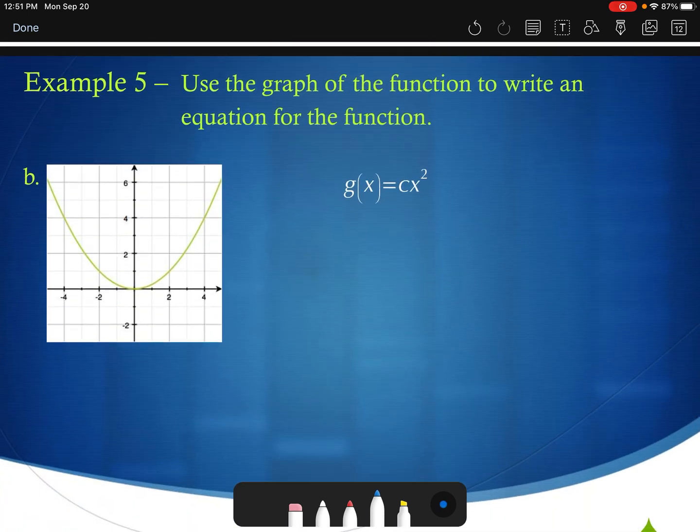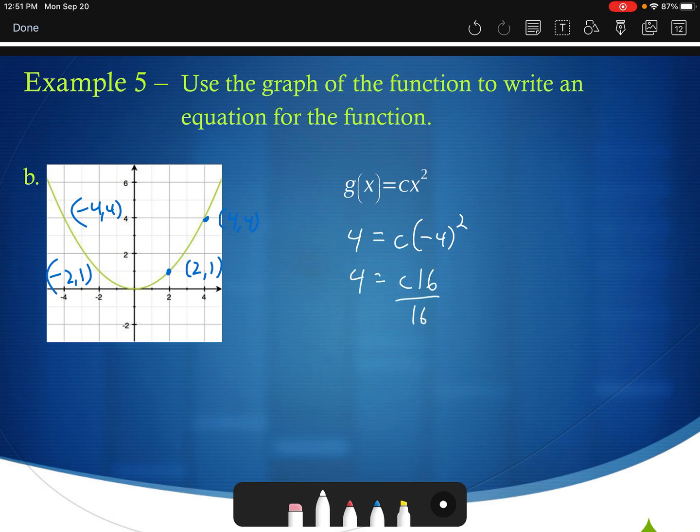Okay, how about this guy? Well, we got to pick a point. We have C times x squared. Again, looks like (2, 1) and (-2, 1) are points. (4, 4) and (-4, 4) are points. So we can pick any of those. I'm going to use (-4, 4), not that it matters, because we're going to get the same answer. Looks like 1/4. So our constant is 1/4. So our graph then is 1/4 x squared.